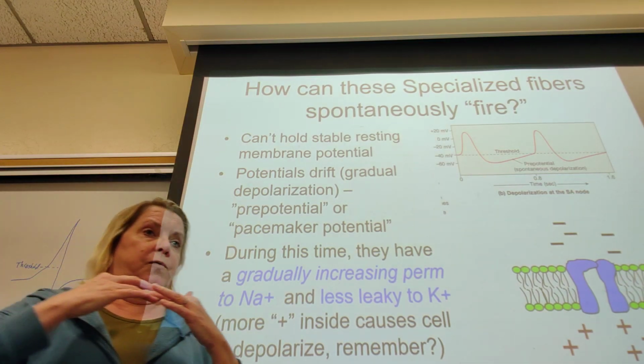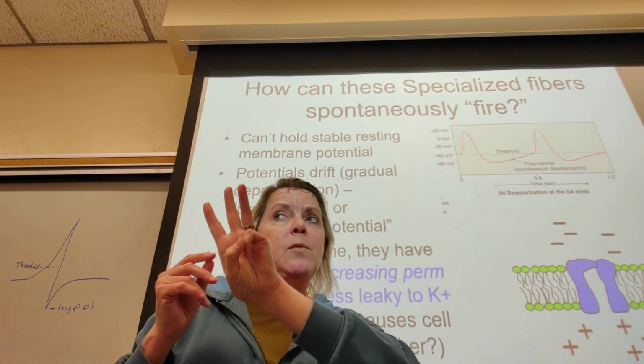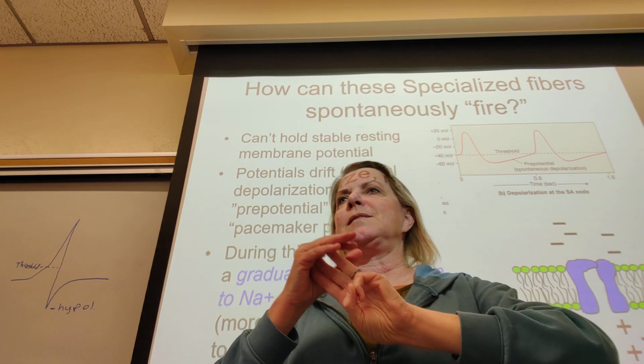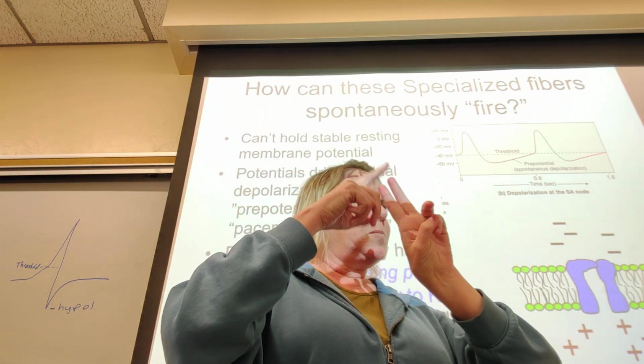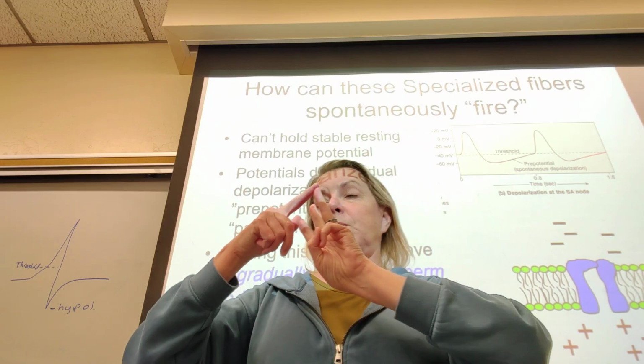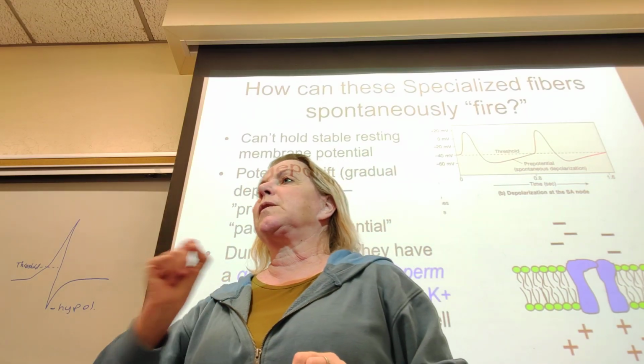I'll remind you from last semester, the big three reasons why the inside of the cell is negative. Negatively charged proteins, the sodium-potassium ATPase, but most importantly, the potassium leak channels.